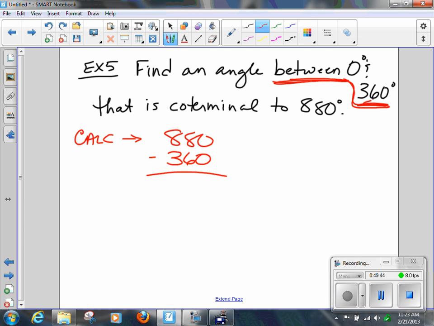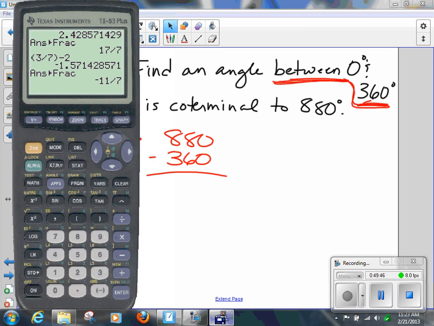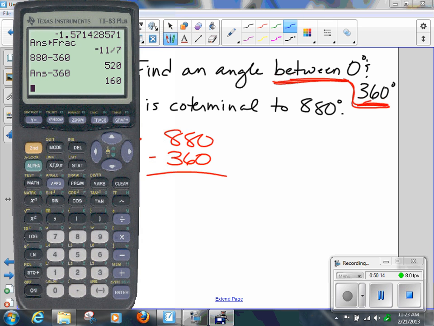All right, now watch what's going to happen in the calculator. 880 minus 360. Oh, yes, 520. That's my answer, right? Why not? Because it's not between 0 and 360, so we're going to minus 360 again. Do I have an answer that is acceptable? Do I have an answer that is falling between 0 and 360 degrees? Yes.